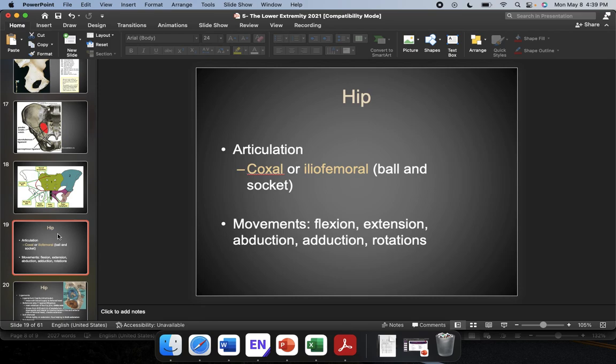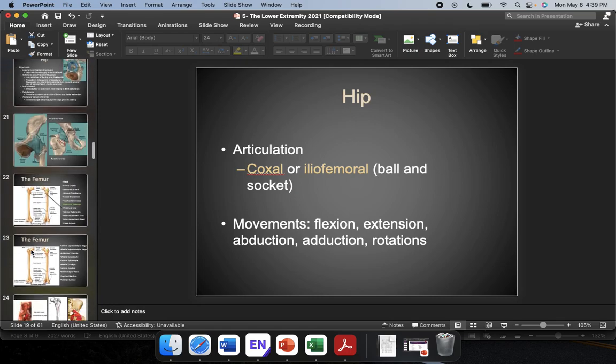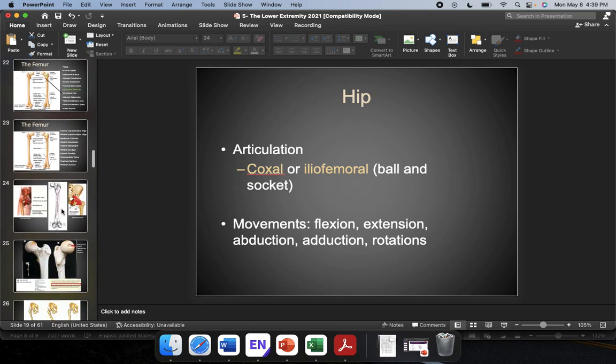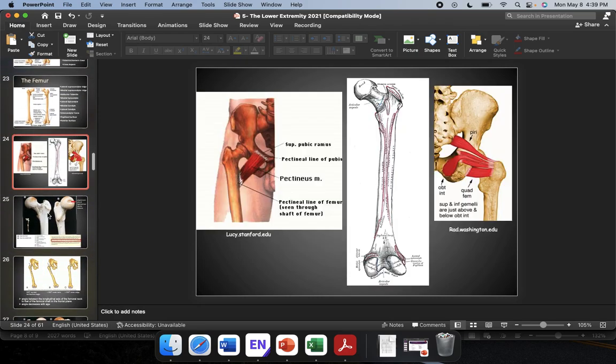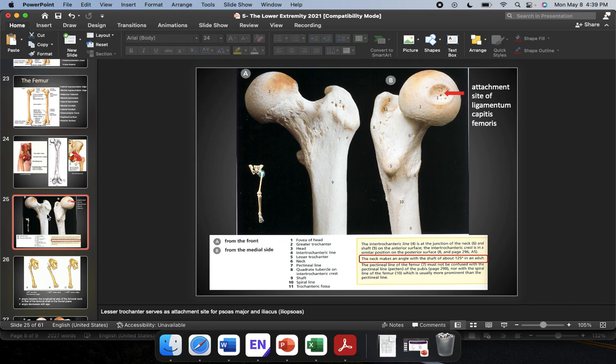And now we are going to head towards the femur. So the hip joint, I don't think this will come as a surprise to anybody, but this is going to be a synovial ball and socket joint. It's where the acetabulum meets the head of the femur. And I'm going to cruise on through a little bit until we come down here.